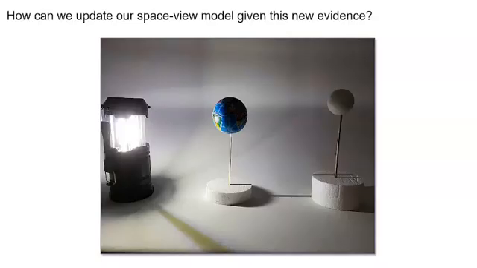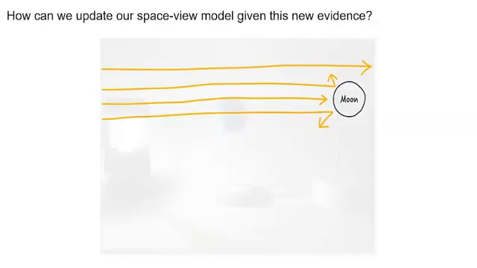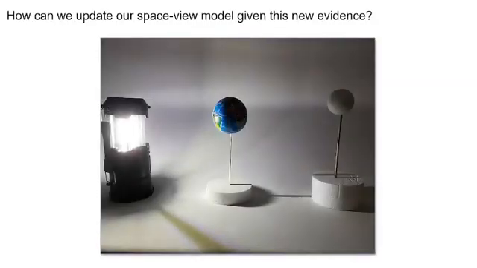How can we update our space view model given this new evidence? Let's see. Our model must show that the moon reflects light and does not emit its own light. It also needs to show that the only light comes from the sun. Let's use our space view model materials to explain how a full moon is visible from Earth at night.